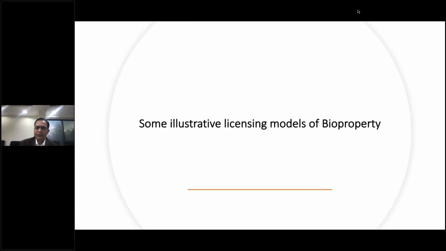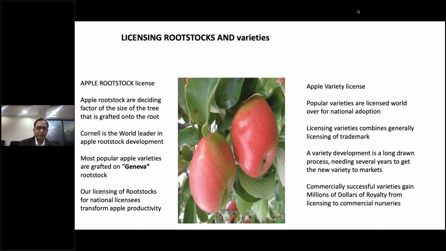And some illustrative licensing models, we can have numerous models, but in the interest of limitation of time, I'm talking about some of the mega models that really provide. This is something where in our organization, we have looked at and over the years made numerous licenses. Our interest in bioproperty licensing has been in all the three segments: human, animal, and plant. Substantially in human for pharmaceutical research, animal for, again, pharmaceutical research, as well as for the food and nutraceutical industry, and plants, of course, for the seed industry and crop protection industry.